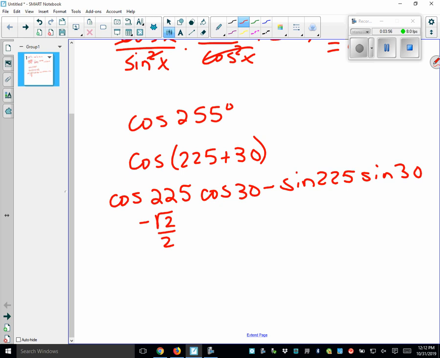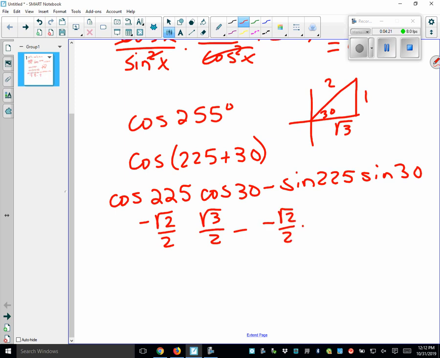What's the cosine of 30? Do you need a triangle for that? No? 1, 2, and radical 3? So cosine of 30 is what? Radical 3 over 2? Minus sine of 225? Do you know it's negative? And the sine of 30?